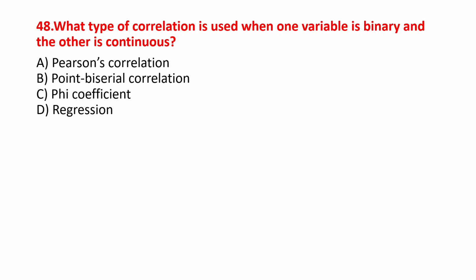What type of correlation is used when one variable is binary and the other is continuous?